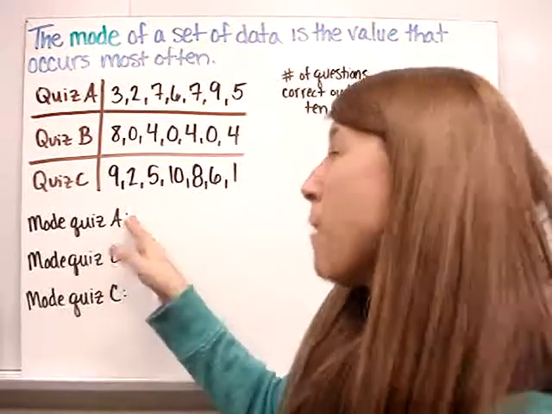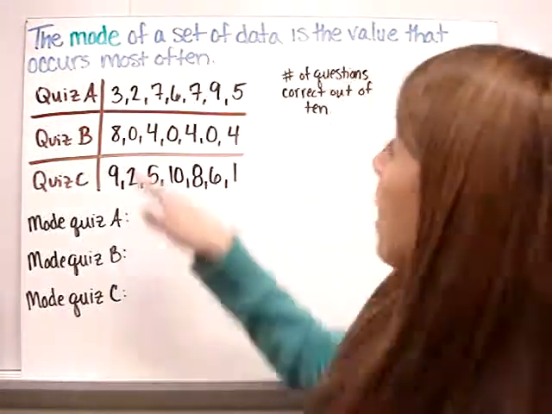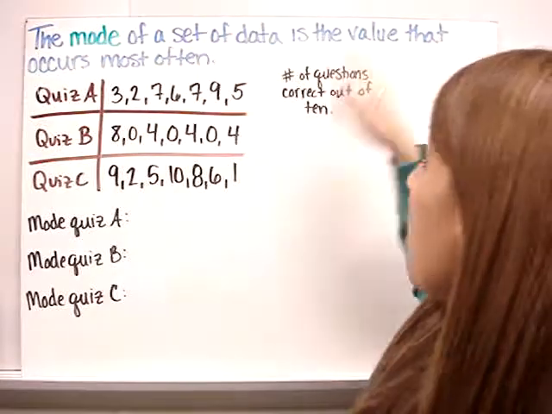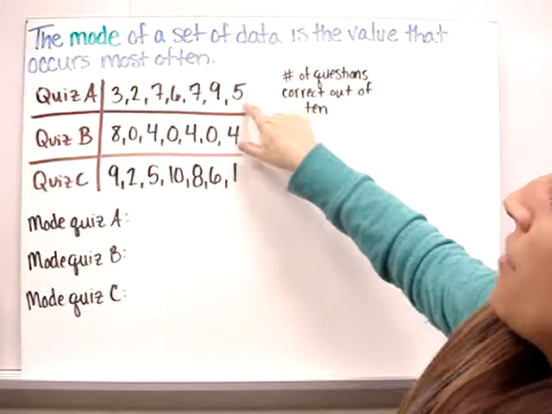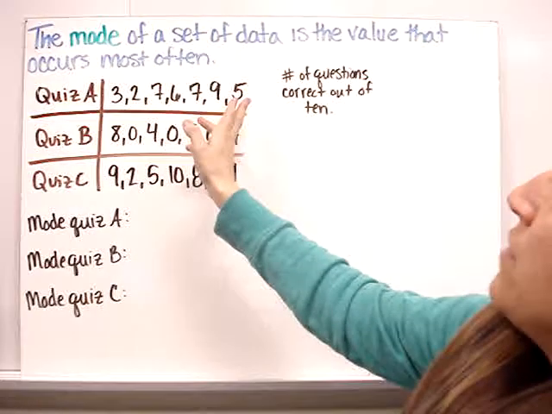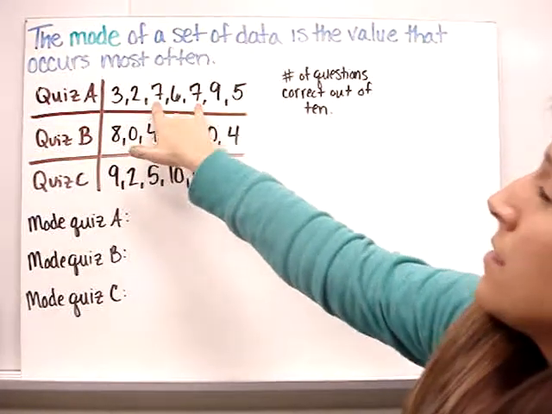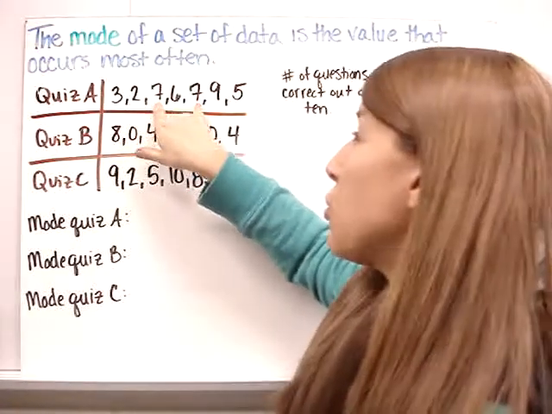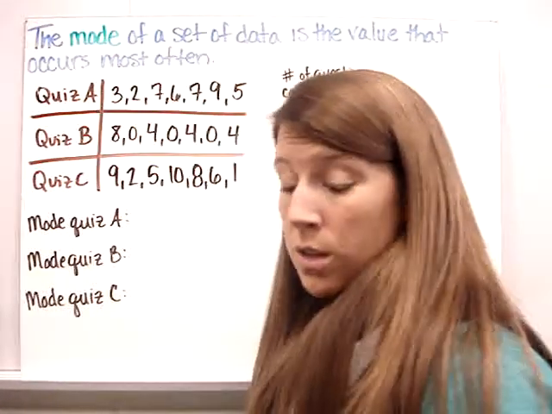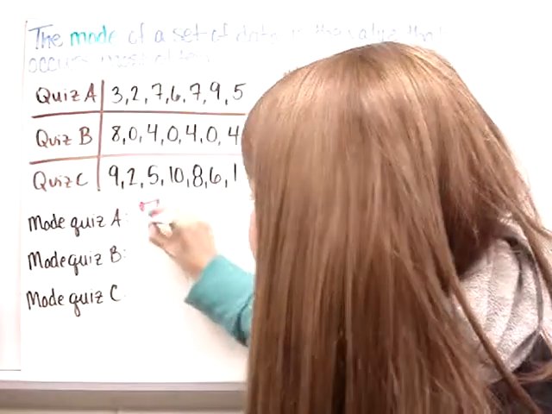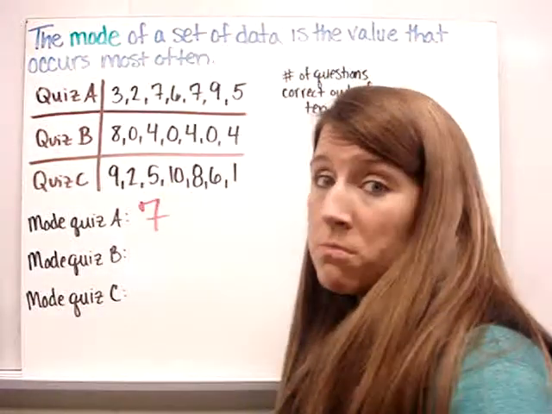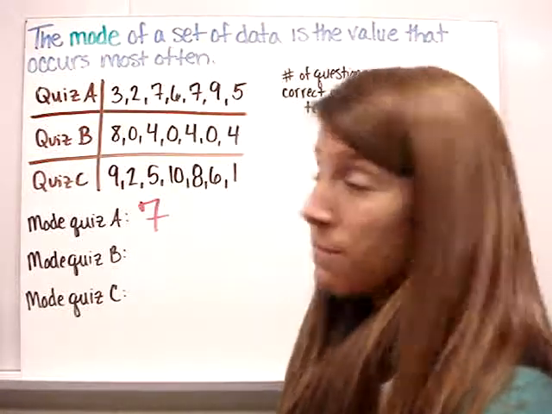And so what is the mode for Quiz A? Well, the mode is the value that occurs the most often. So as I look in A, I've got a 5. I don't see any other 5s, 9s, but I see 2 7s. Does any other value occur 2 times? No. So 7 occurs the most, so the mode for Quiz A is 7. Okay, it's that simple. Just an identification.